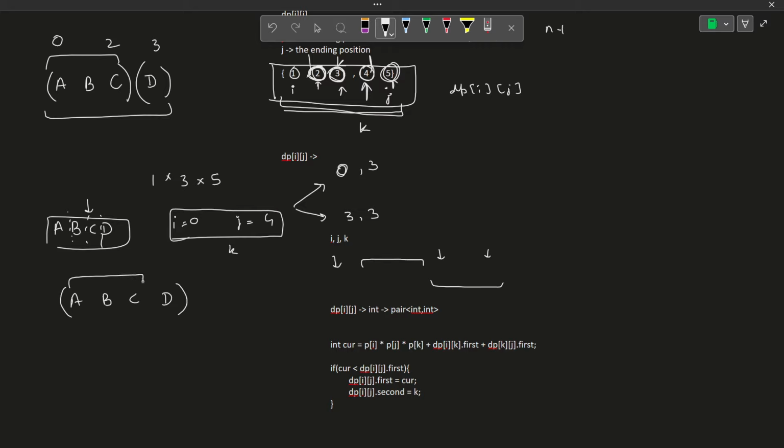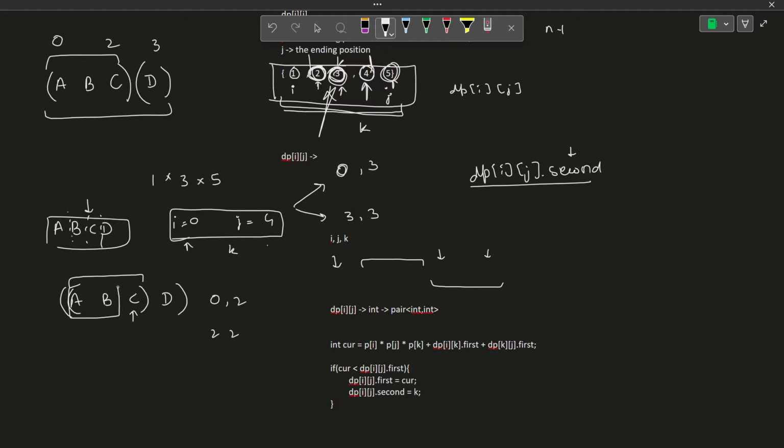Now in this part 0 to 3, since i value is 0 and j value is 3, I am going to put a bracket here like this. Now again I am going to find the best value of k. In this it is coming out to be k equals 2, and it is stored in dp ij dot second. I have already saved it here, so I can just figure out that the middle point is this particular element here. Now when I call the same helper function, I am going to call it from 0 to 2 and 2 to 2.